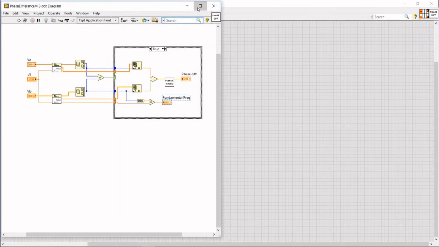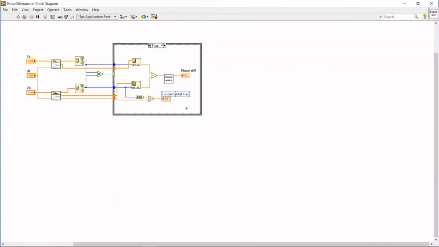Okay, so what is fundamental frequency? That is the frequency at which is placed the maximum of our amplitude magnitude spectrum. So if the frequency of the maximum of the spectrum for VA and VB is the same, then we are going to calculate the phase difference. In other case, we are not going to calculate anything.